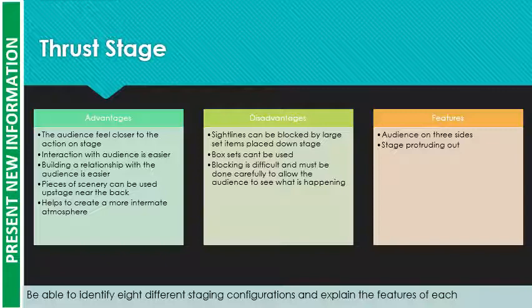So if you place them all the way downstage closer to the audience, well, some of the audience around the side wouldn't actually be able to see what's happening. Box sets can't be used. Like I showed you in the first couple of slides when I showed you the box set of Curious Incident, for example, that wouldn't be able to be used because the audience on the side would only be looking at the side of the set and wouldn't actually see what's happening inside of it. Blocking is difficult and must be done carefully to allow the audience to see what's happening.